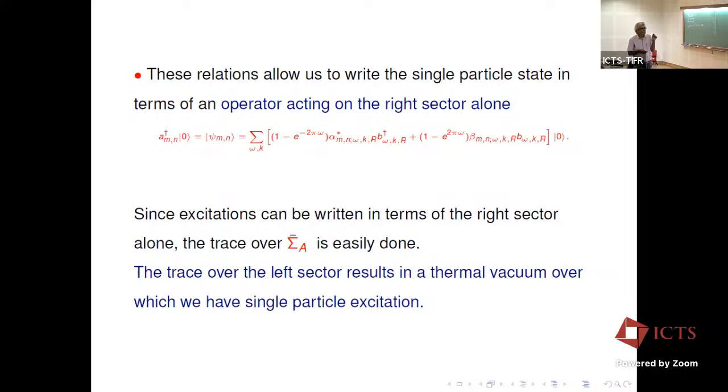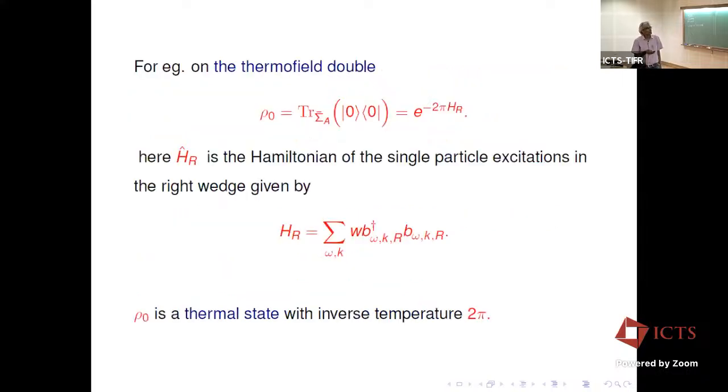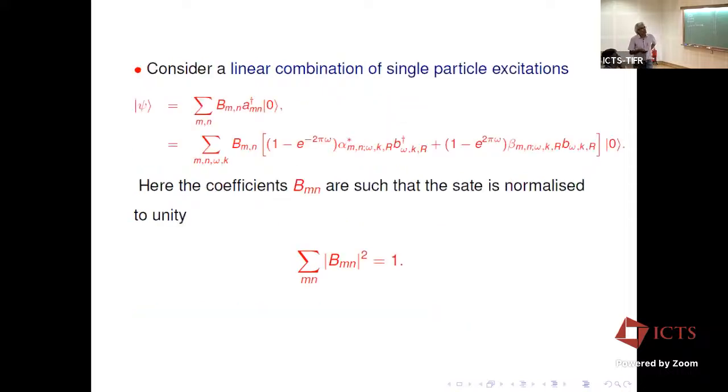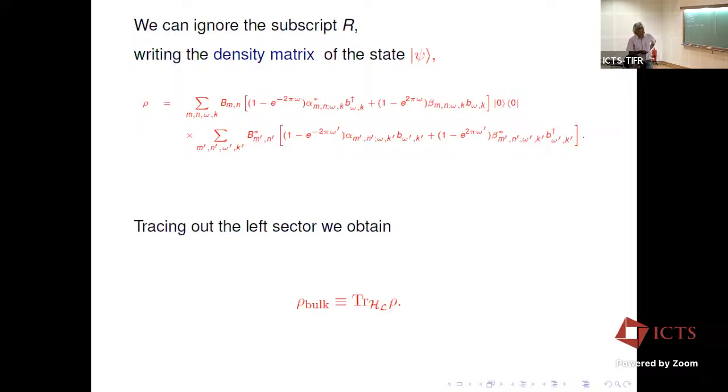Since these excitations are in terms of the right sector, the trace over the left, sigma bar, can be easily done because the trace basically creates the thermal state. Suppose it was the vacuum and you do the trace, you will get the usual thermal Hamiltonian with temperature 2 pi. And if it was an excited state, consider a linear combination of excited states like this. That's the state you're interested in, a linear combination of excited states with this normalization. Then the operator is this.